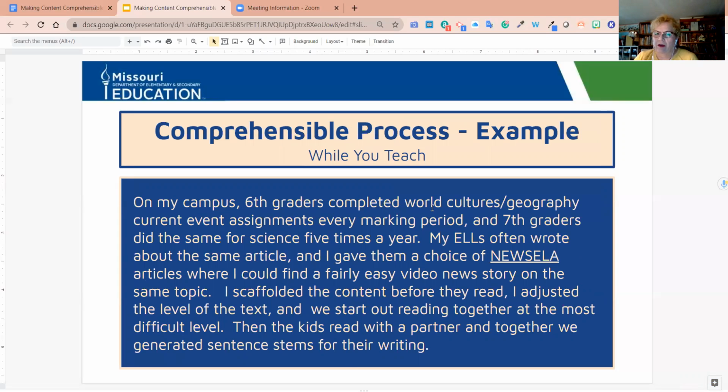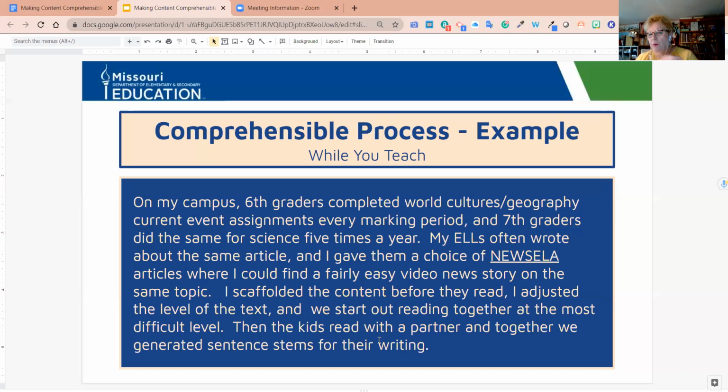We had the students every quarter in sixth grade do a world culture or geography assignment using Newsela. And the seventh graders did the same thing with science. And they would write about the same article, but from the different proficiency levels. And I scaffold the content before they read by picking the proficiency level that they needed as far as reading level. And then I found for them videos or podcasts or pictures, whatever would support the reading to give them better understanding, so that they had all those things ahead of time.